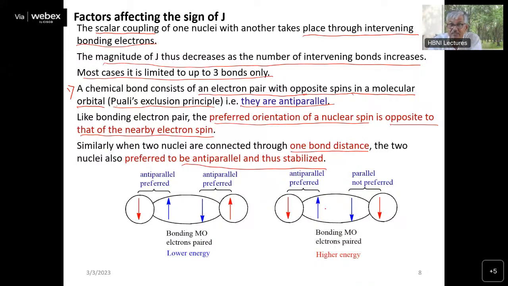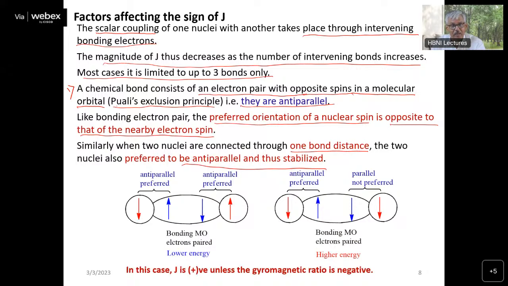See, the bonding electron pairs in a bond will always remain antiparallel, but the nuclei can be parallel also. Okay, that is a higher energy configuration. So you remember that when two nuclei are connected through one bond, the preferred orientation will be antiparallel, which is stabilized in energy. Okay. So this I have explained to you for the case when the gyromagnetic ratio is positive.